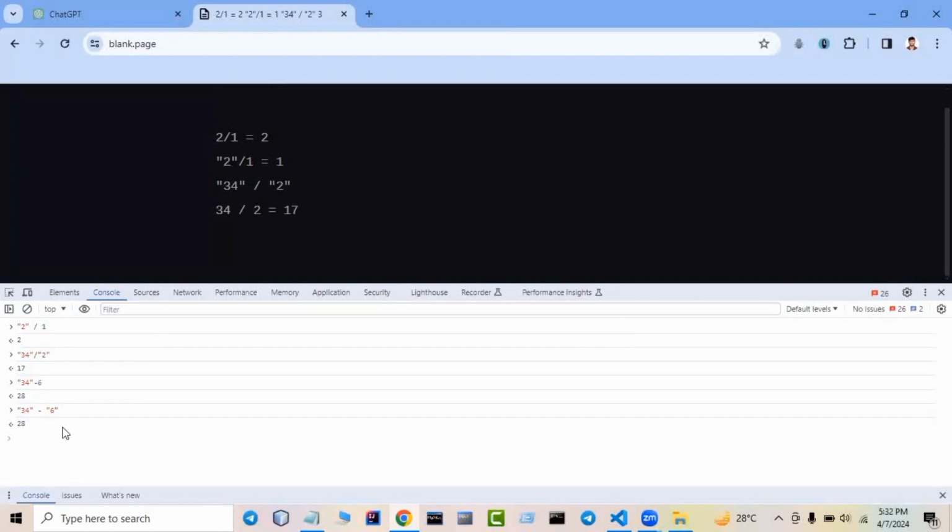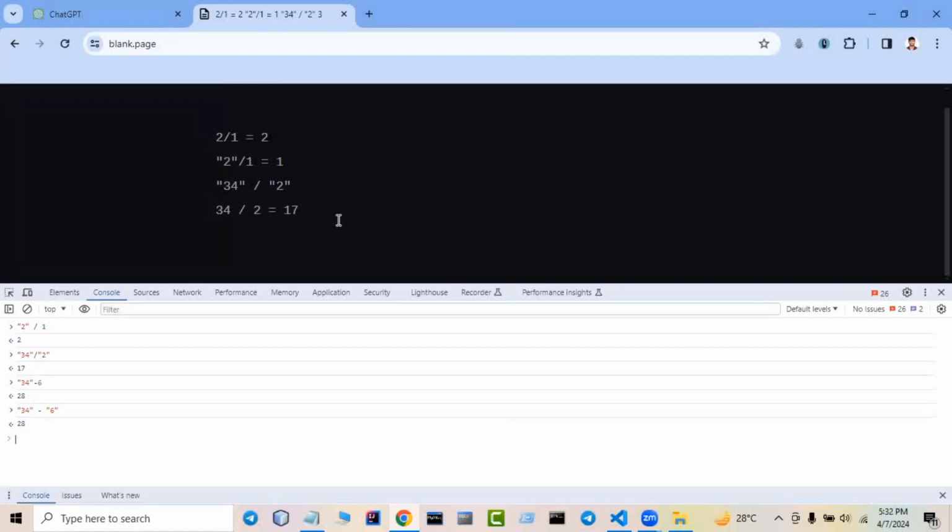Okay, so we have seen the divide operator and the minus operator as well. When JavaScript reaches this line, what will it do? Firstly, it will convert the string representation of 34 into a number, then it will convert the string representation of 6 into a number, and then 34 minus 6 will be 28 itself.